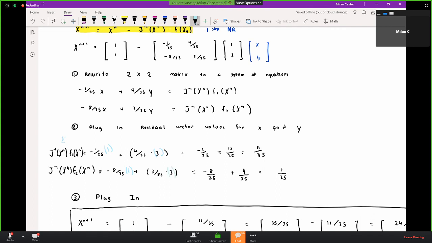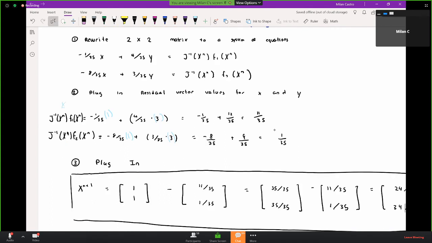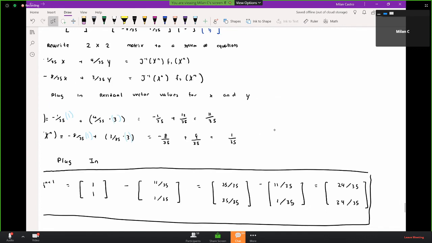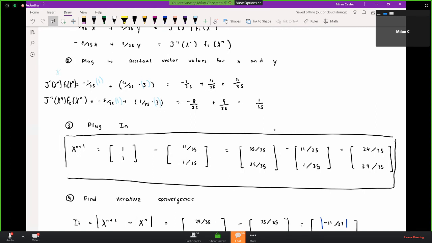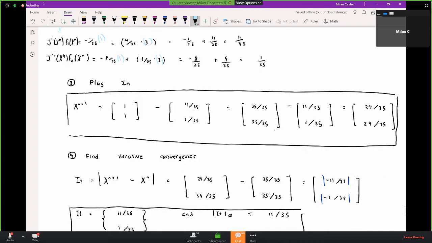And you end up getting 1 over 35. And then you plug in, and you get these values, which end up being 24 over 35. So now that you have it in this form, you can just subtract, because now you have what this guy equals. So you have x_{n+1} equals 1 minus 11/35 over 1/35. And then I ended up getting 24 over 35 and 34 over 35 for my first solution, or first iteration.